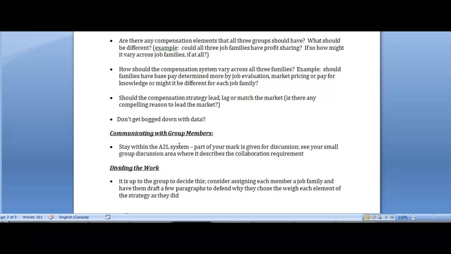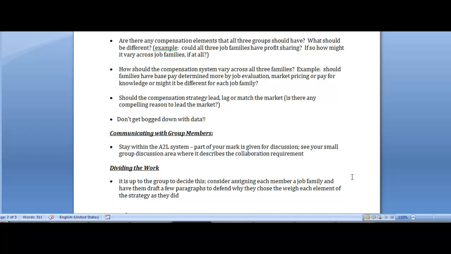Now, communicating with group members. I would suggest that you stay within the Avenue to Learn system. Don't forget, part of your mark is given for discussion, okay? So if you go into your small group project area, it's going to describe the collaboration requirement and how we're assessing it, what we're looking for there. If you start to communicate through Skype or Google Docs, we may miss that. I want to see a little bit of document sharing going on so that I can make sure that the people in the group all did their part. If you're going to start document sharing somewhere else, I can't see that, I can't assess it.